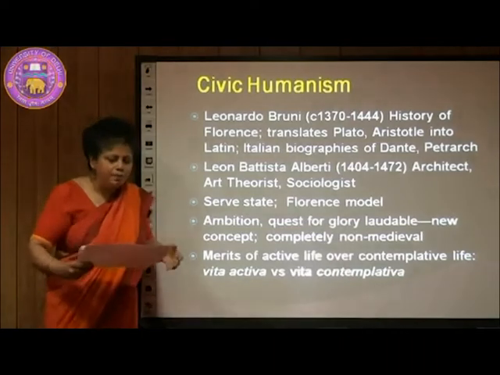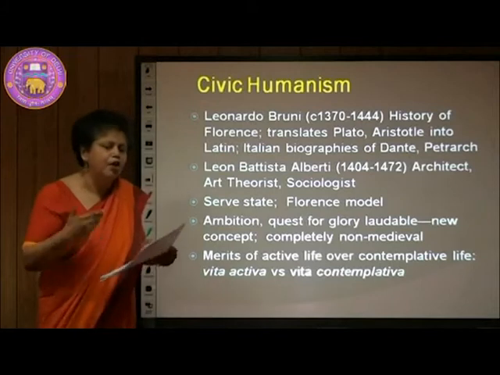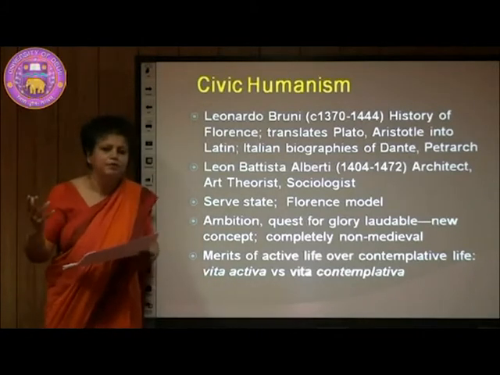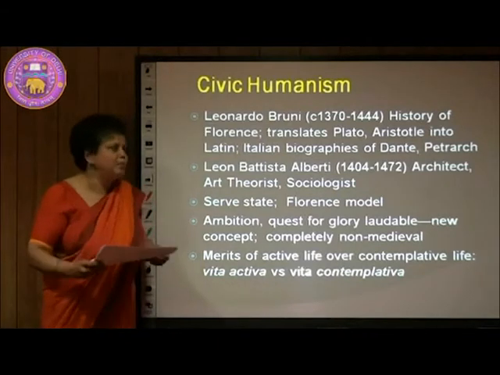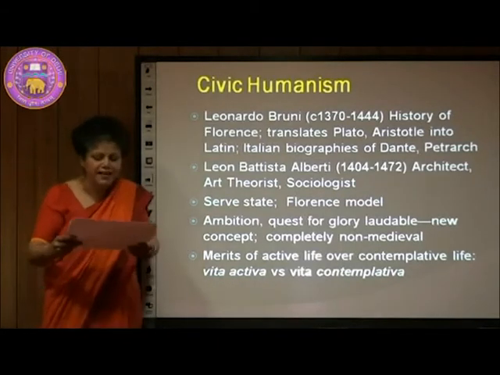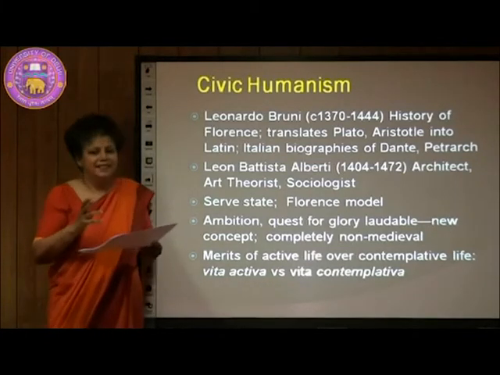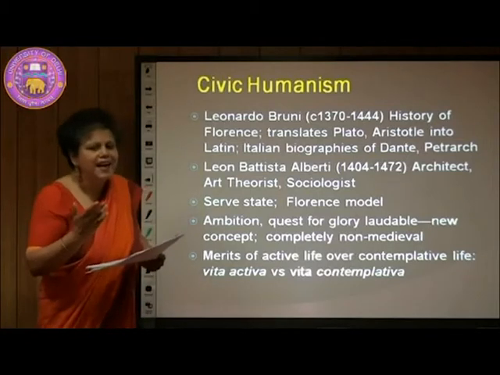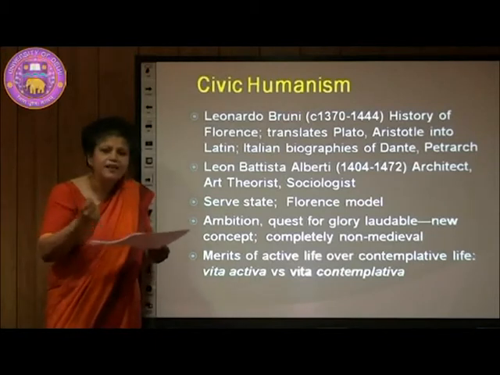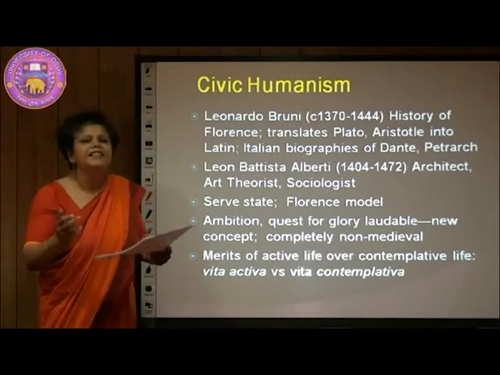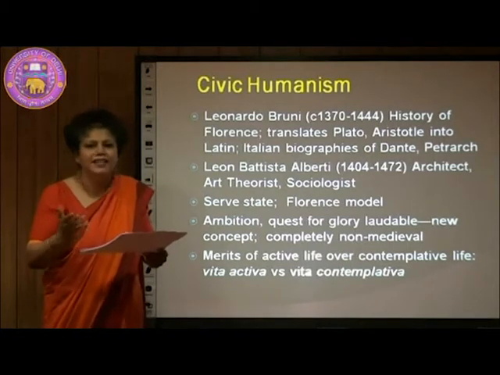Another important branch of humanism was what's called civic humanism. Remember I told you that not gnosis but praxis must be the fruit. Learning must be put to good use. So civic humanism, with the help of people like Leonardo Bruni and Leon Battista Alberti, talk about the need of the citizen. Okay, they also say that it's quite all right to be ambitious. It's quite all right to pursue earthly glory. It's quite all right to fulfill your complete potential here on earth. These are very important things.